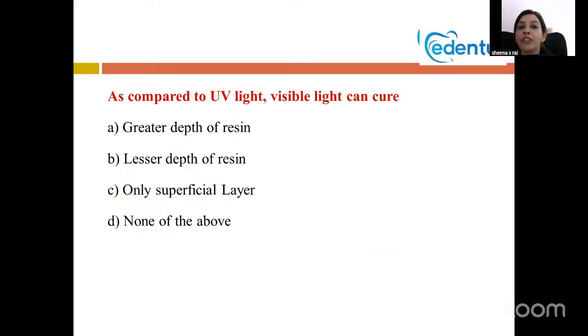Next, some questions from composites. As compared to UV light, visible light can cure. One of the advantages of visible light is that it can cure a greater depth of resin when compared to UV light. The depth of penetration is more.